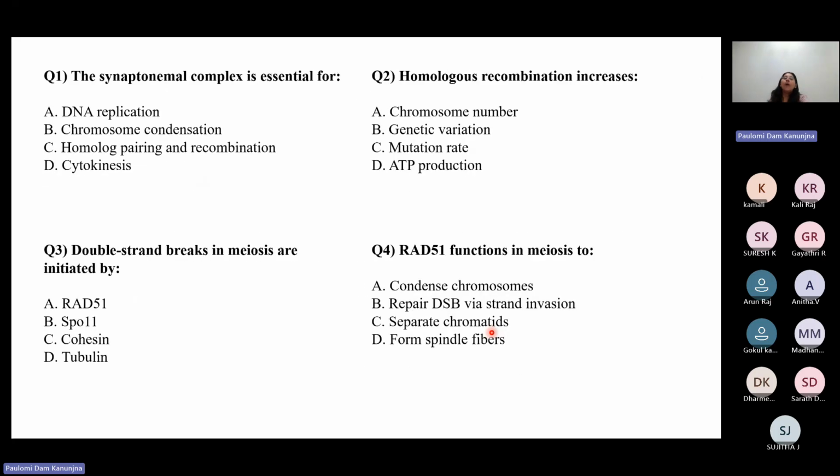Next one, why do we need the synaptonemal complex? Homologous recombination increases what? Double-stranded breaks in meiosis are initiated by which of these proteins? And RAD51, which I did mention, is important for what? I will wait for just 1 minute and we will give the answers.